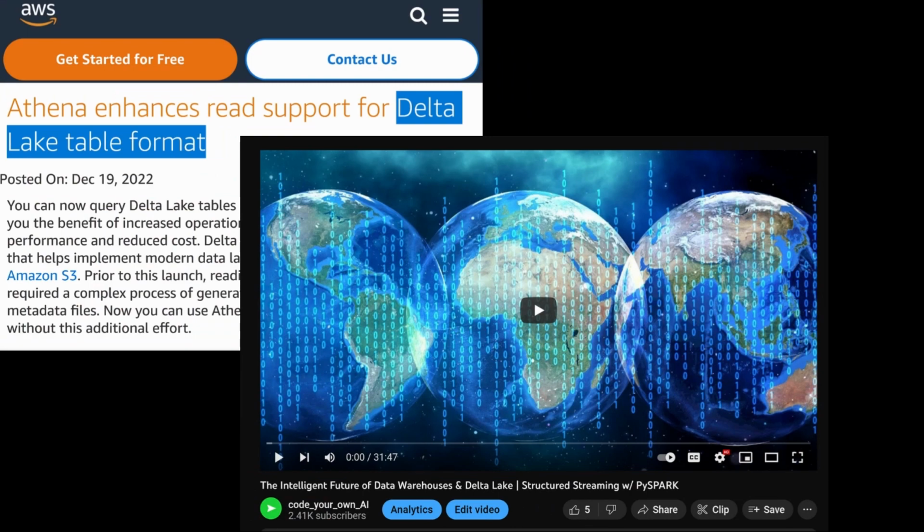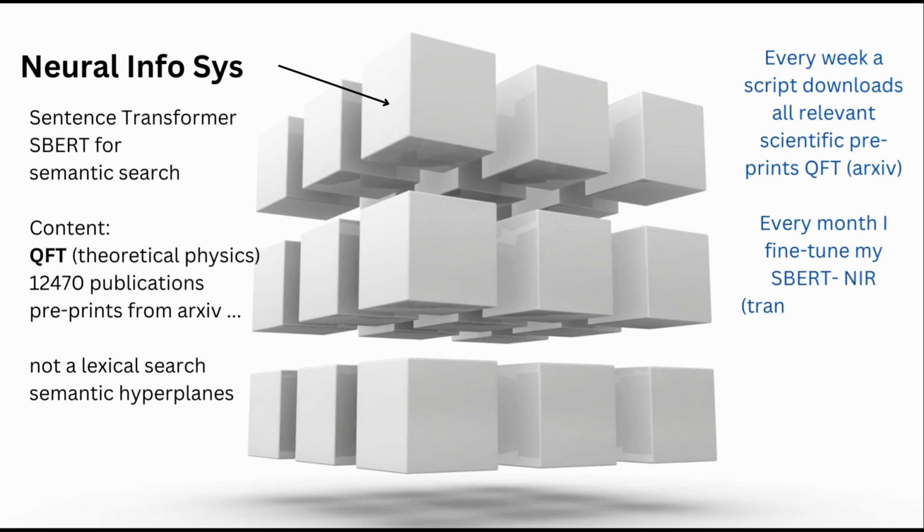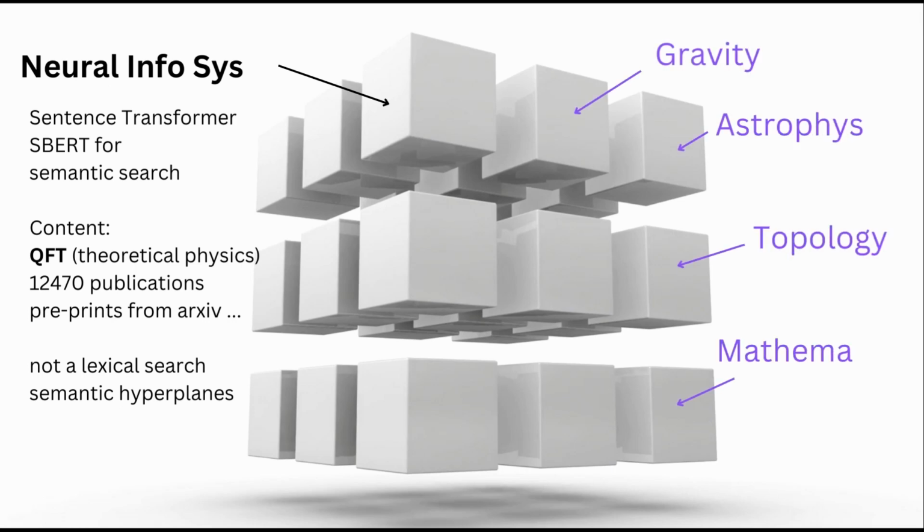My data I have in a Delta Lake structure. Here's the video for you to copy. I have there about 12,000 publications, and every week I download new ones. Every month I fine-tune it, and twice a year I update the whole system with a pre-training.